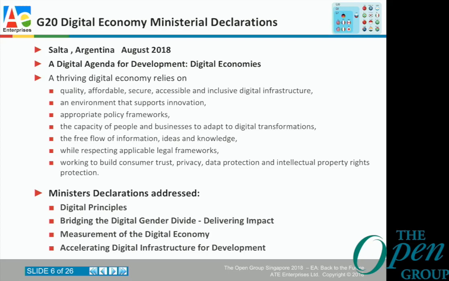So they had this digital agenda for developing digital economies. They see a digital economy as being something which relies on quality, affordability, very important, secure, accessible, very important, and inclusive digital infrastructure. They see it as an environment that's going to support innovation, that's going to create an environment for new policies and new frameworks and new regulatory capabilities, and they're gearing themselves up for that. They see it as the ability and the capacity for businesses to adapt to digital transformation, the little businesses that are out there and the big businesses. And they see it as a free flow of information and ideas and knowledge.